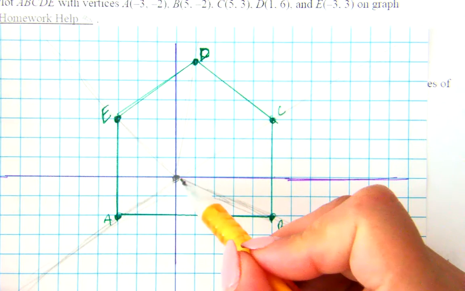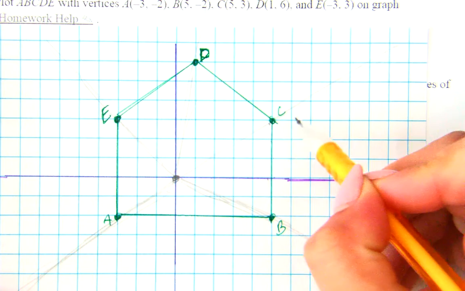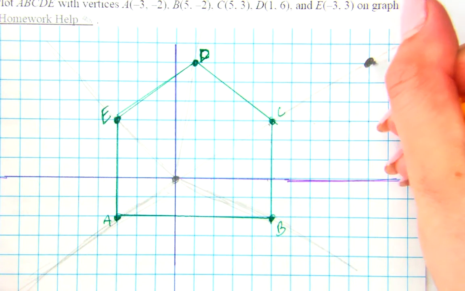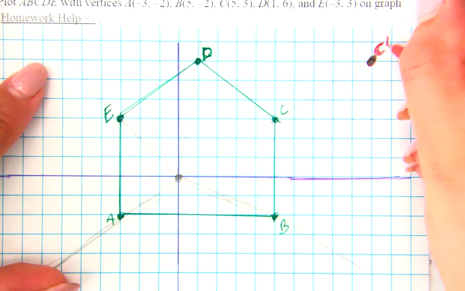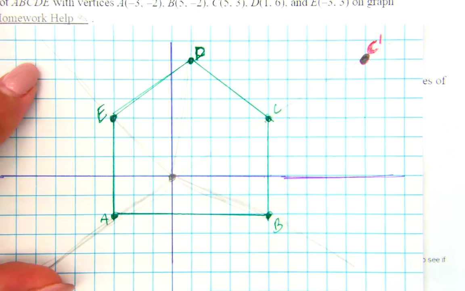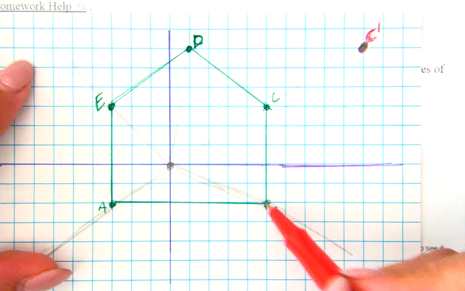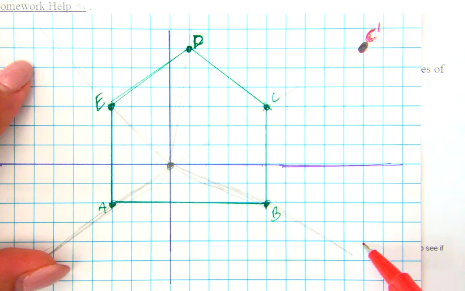So we are, let's see, 1, 2, 3, 4, 5, 1, 2, 3. So that means we're going to end up with C prime somewhere over here. This is going to be our C prime, right? Because we're 5 and 3 up, so we go to another 5 and 3, and that's where C prime is going to be. B is going to be down 2, across 5, down 2, across 5. This is where B prime is going to be.